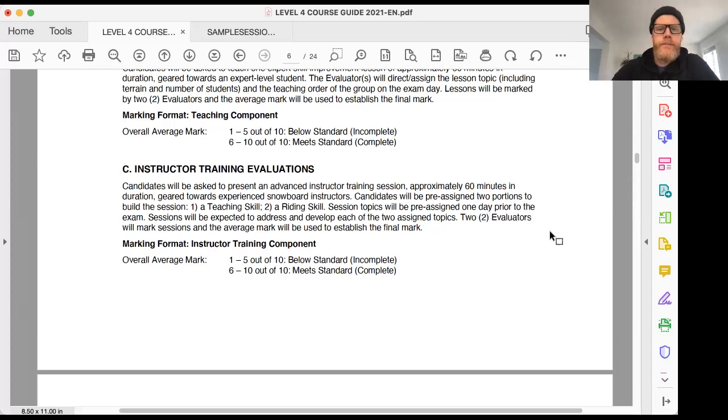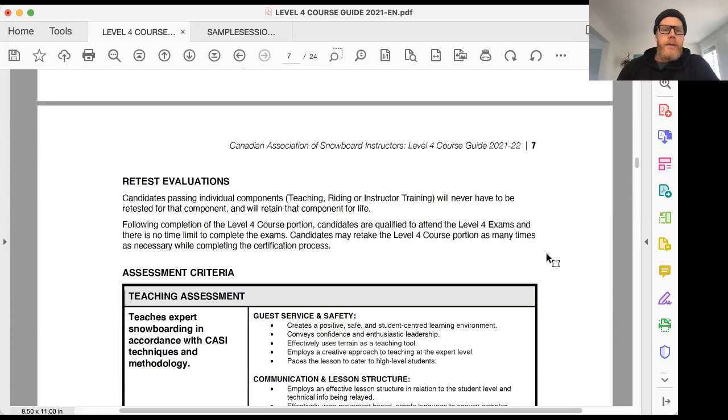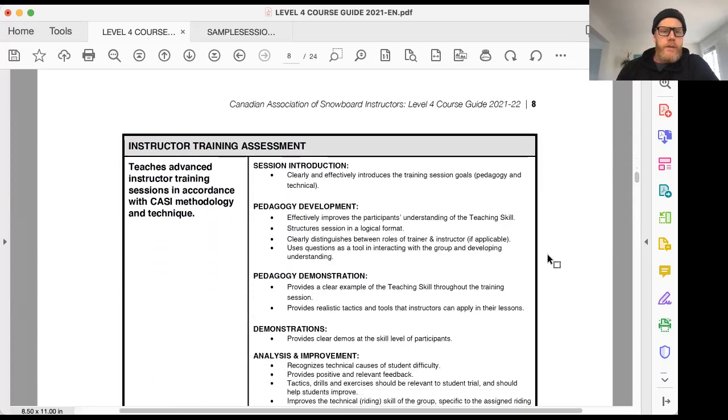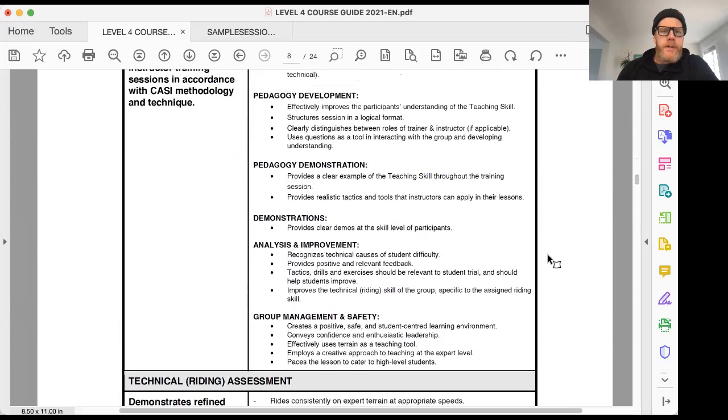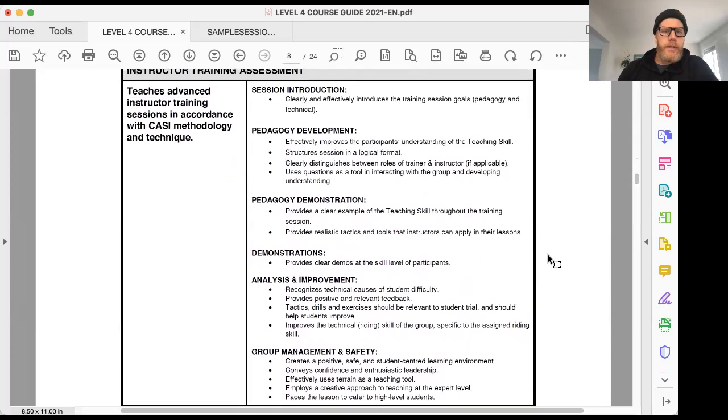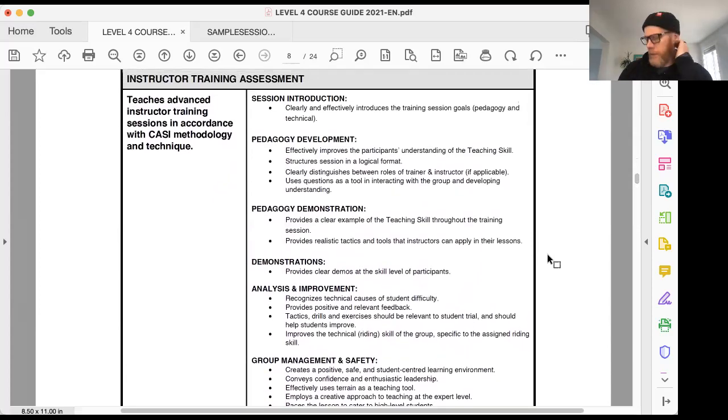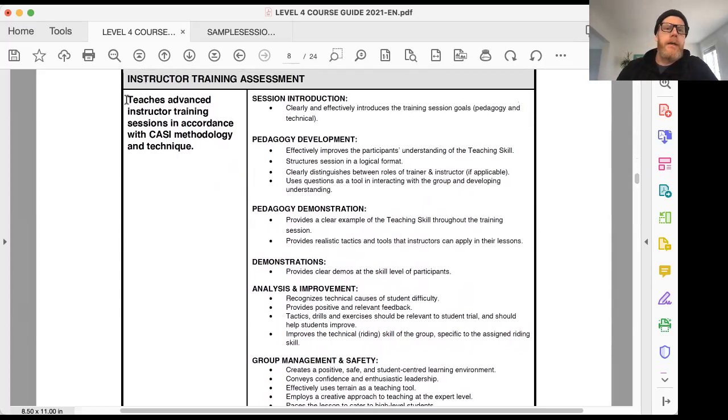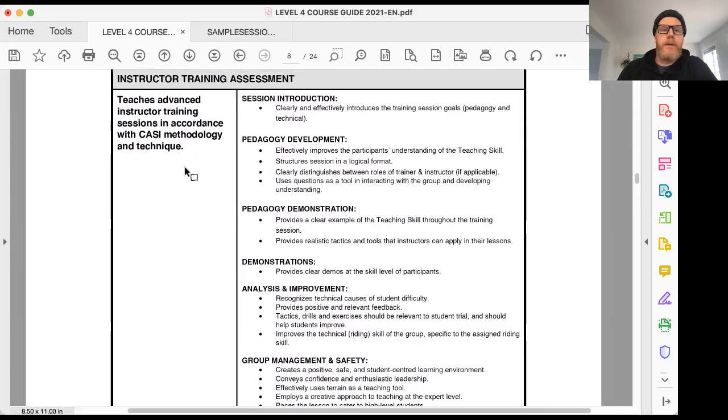All right, so let's look at the specifics of the instructor training assessment. This is in the course guide as well, and these points are generally taken from the marking criteria that the evaluation staff will mark against. The general outcome that we're looking for here is that you teach advanced instructor training sessions in accordance with CASI methodologies and techniques.